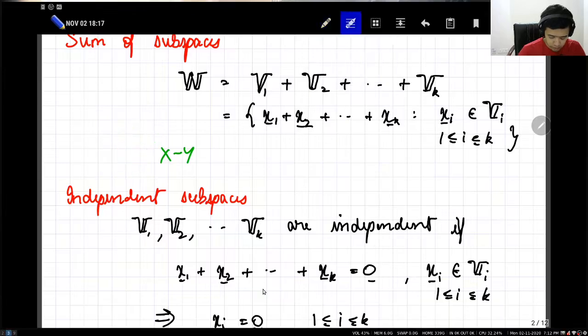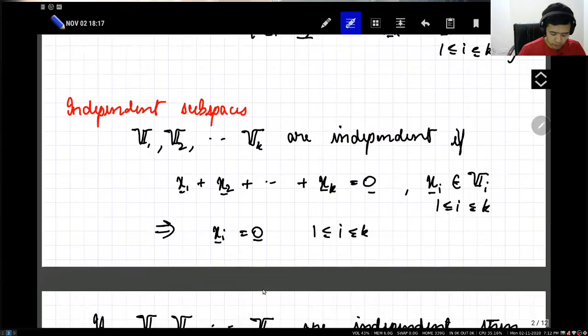So there's something different about these two examples. Both of them sum to R3, but there's something distinctively different about the two examples that I just gave. The difference is the following. In one case the subspaces are independent, and in the other case they are not.